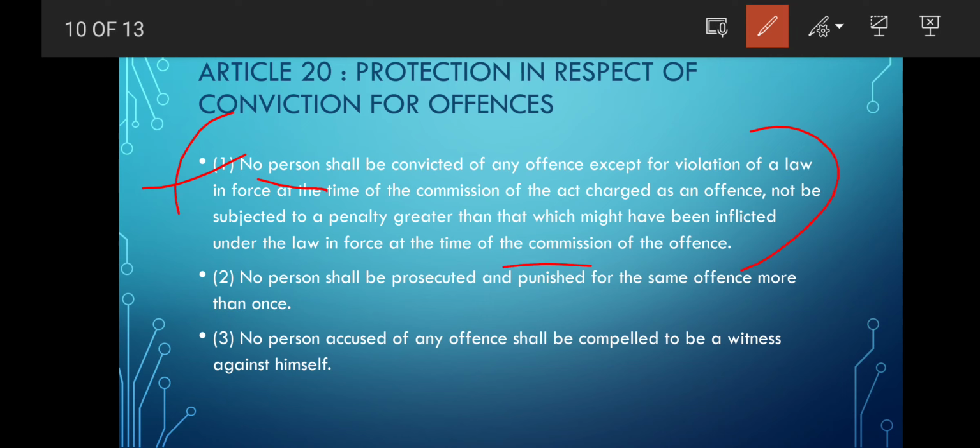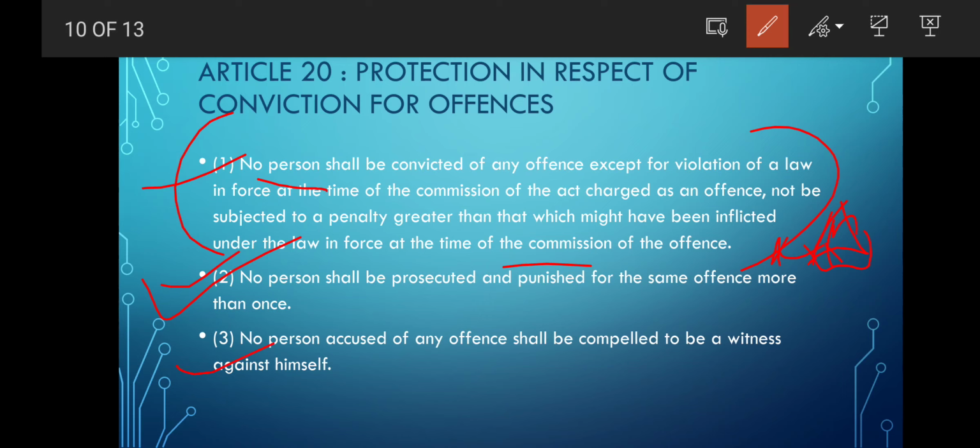Like here, this article explains that the penalty which is prescribed to you, you cannot be charged more than that. Then the second one is that no person shall be prosecuted and punished for the same offence more than once. Like in the previous video lectures we have seen, if persons A and B are there, a shop is there, theft has happened, and only one thief has been caught. Both person A and person B cannot be tried two times. He can be punished only once for that act.